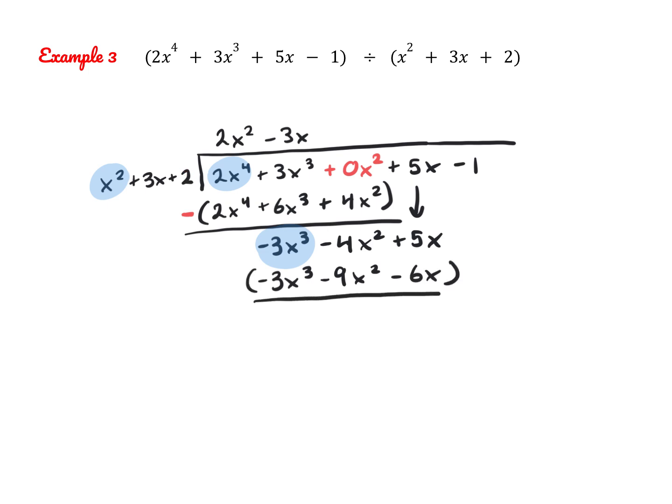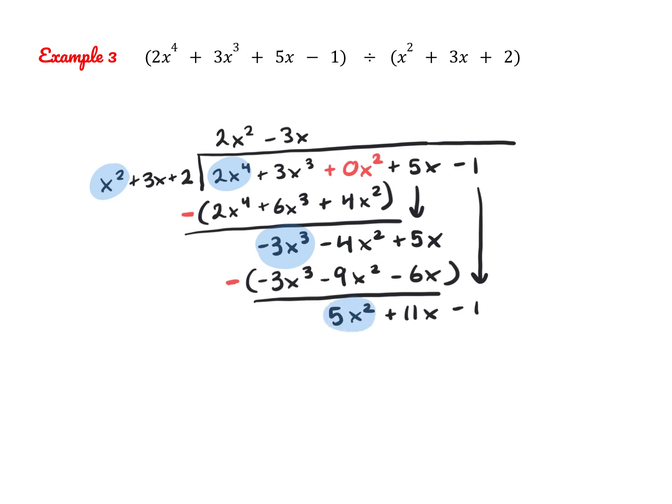And we are going to be very careful with our subtraction step. Negative 3 minus negative 3 is 0x cubed. Negative 4 minus negative 9 is positive 5. So 5x squared. Here, 5 minus negative 6 is positive 11x. Now this is kind of a long problem. Okay, last round, one more round.